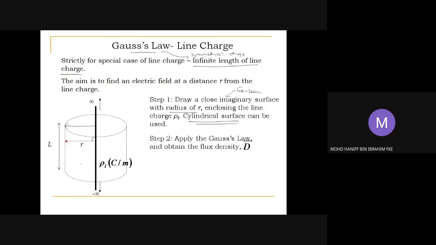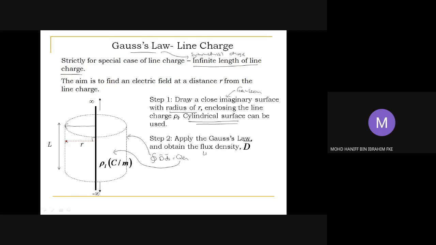Step 2 is to apply Gauss's law, with which we can subsequently find the flux density D. By applying Gauss's law, we have the equation closed integral of D dot dS equals the enclosed charge. As we learned last time, this D dot dS is the integration on the closed surface, while the enclosed charge here is the charge inside the surface. So let us proceed with the left-hand side first.